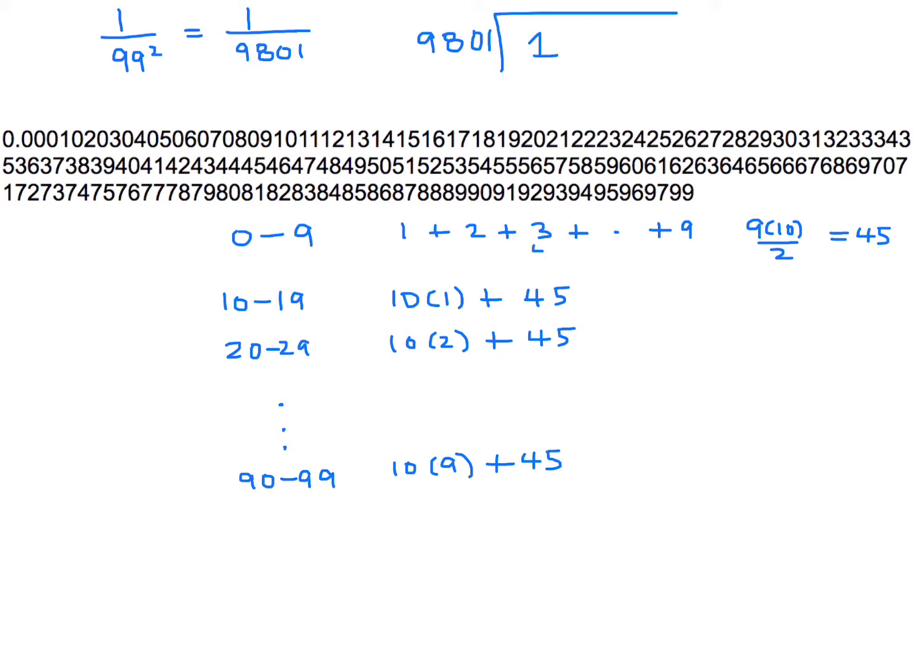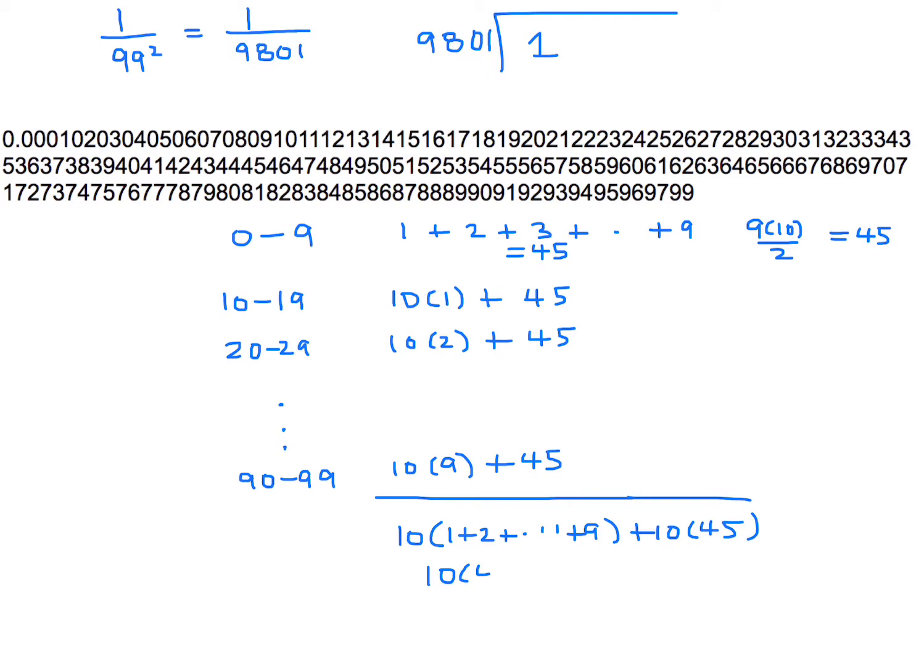So this one is 45 basically, and then you can just sum it all up. So it would be 10 times 1 plus 2 plus 3 all the way up until 9. And then 10 times 45. And that is 10 times 45 plus 10 times 45. So that's 450 plus 450, which is 900.